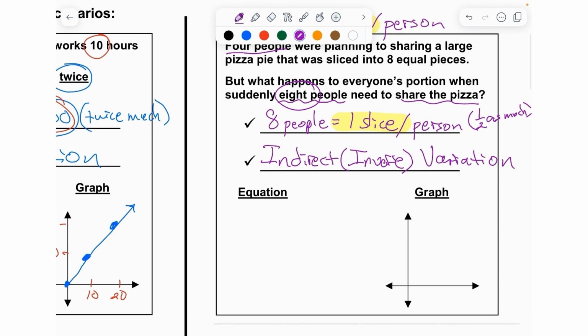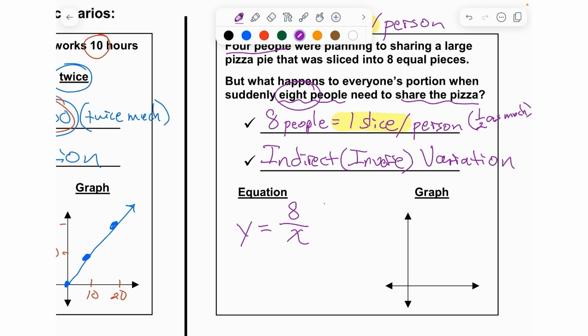What would this look like with an equation? Remember, we said equations can be tricky. Most equations start as y equals. What we have is an original amount of 8 slices of pizza, and those 8 slices are getting divided up by the amount of people that are going to eat them. And so we can write this as y equals 8 over x.